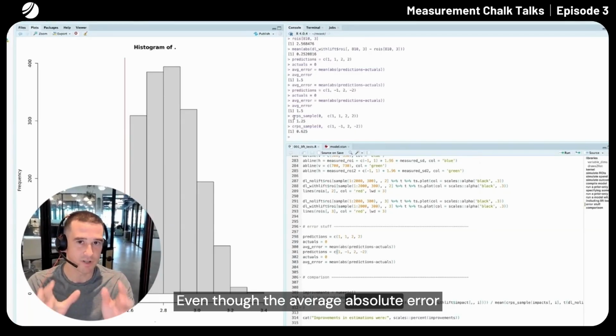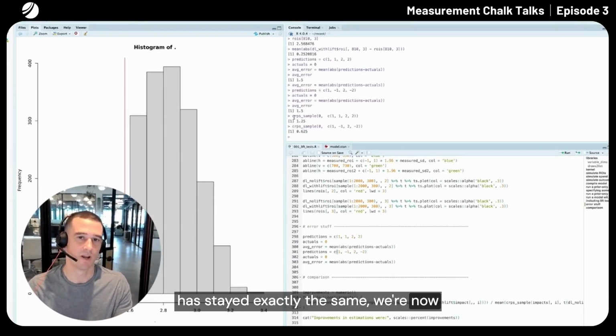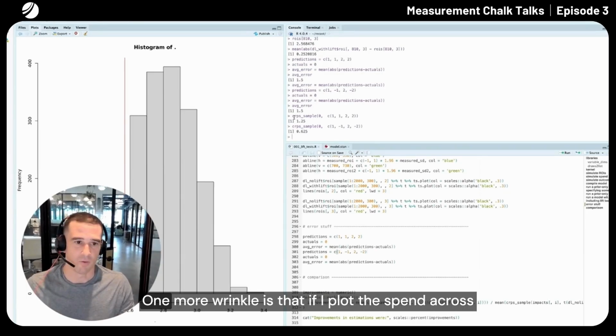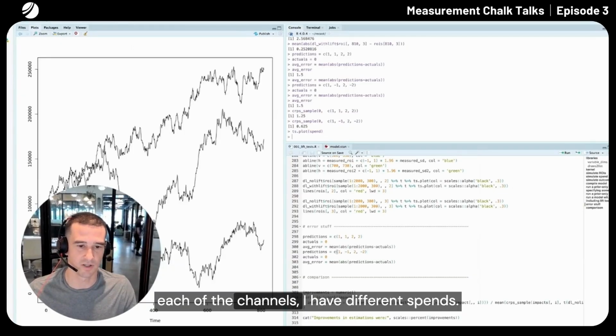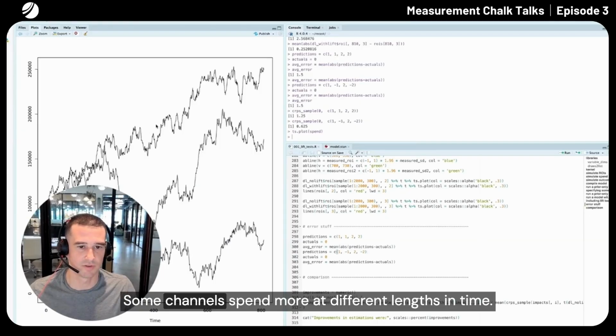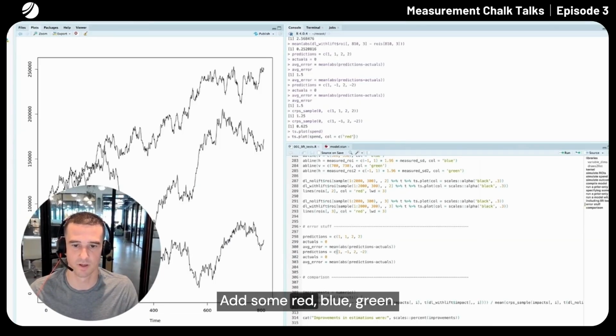Even though the average absolute error has stayed exactly the same, we're now rewarding us for being in the middle of it. One more wrinkle is that if I plot the spend across each of the channels, I have different spends. Some channels spend more at different lengths in time. Let's add some red, blue, green.